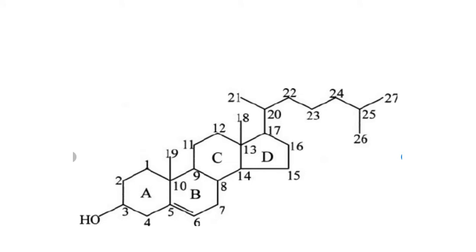Here is the structure of cholesterol showing A, B, C, D hydrocarbon rings, while the hydroxyl group is attached to carbon number 3, there is a double bond between C5 and C6 and a short 8 carbon tail attached to carbon number 17.